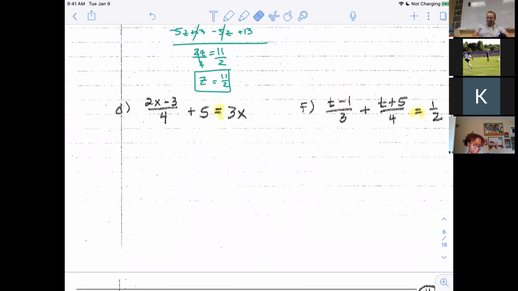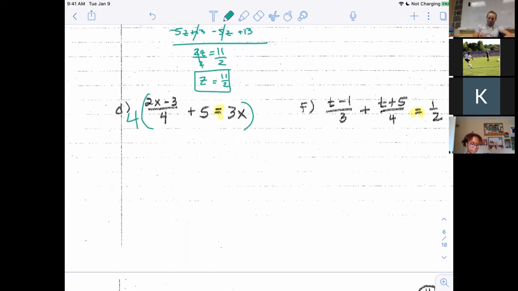D and E. I've got these fractions. And guys, I don't like fractions. I don't want to deal with them if I don't have to. So I'm going to get rid of them first step. The denominator on letter D's fraction is 4. So I'm going to multiply everything by 4. Let's just get rid of all of the denominators. Let's not play that game.